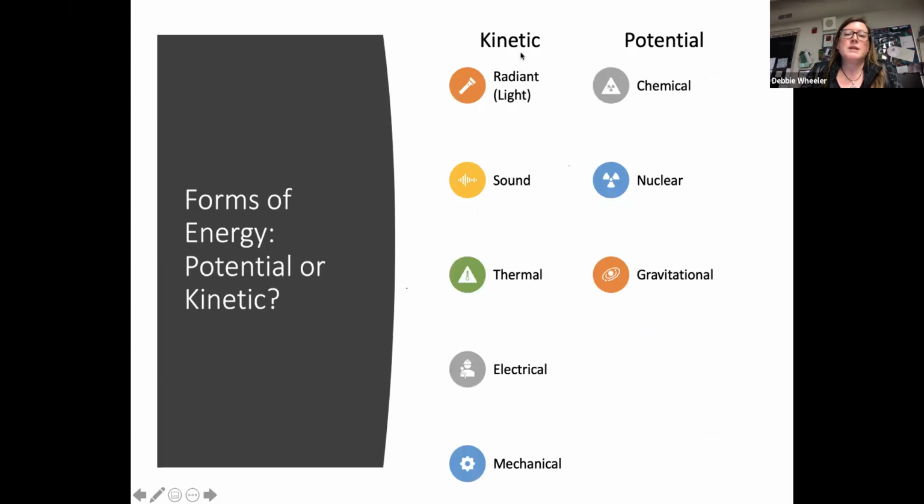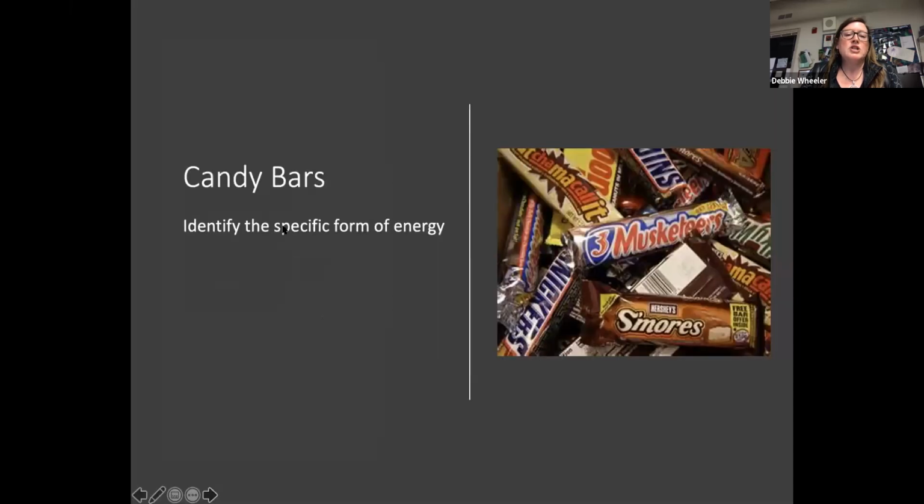Okay, so I've grouped these. Kinetic is radiant, sound, thermal, electrical, and mechanical. Potential, another group I had, is chemical, nuclear, or gravitational. So if you will quickly in chat, tell me if it's potential or kinetic, and then which one of those specific types. And if you can't remember, that's okay. I will share that with you. Like I said, I want to make sure we have a little bit of time.